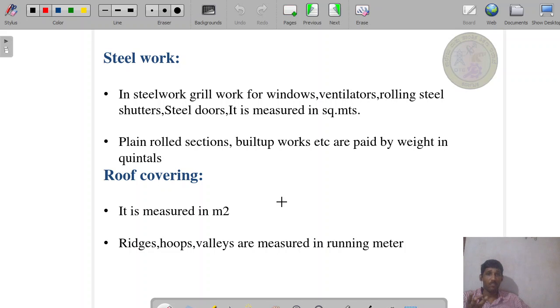In steel work, grille work for windows, ventilators and rolling steel shutters, steel doors, etc. It is measured in meter square. Steel work is always measured in terms of meter square.